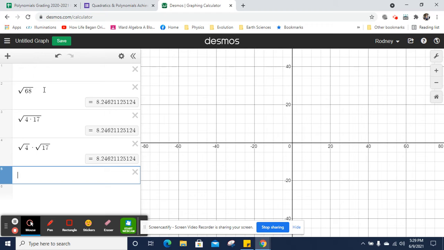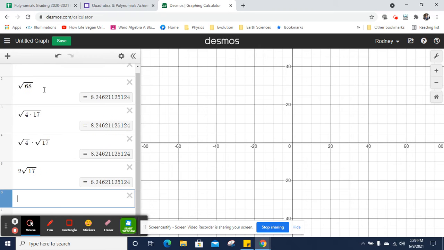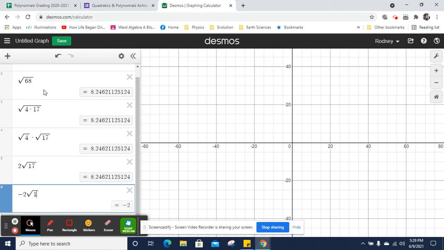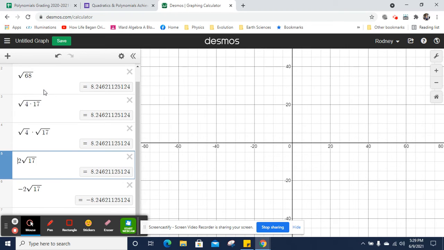Cool. Now we can take the 4 out of square root jail, and it becomes the square root of 4, which is 2 square root of 17, but it's also negative 2 square root of 17. So one mistake I'm seeing is people only expressing the positive one. You need to express both the positive and the negative.